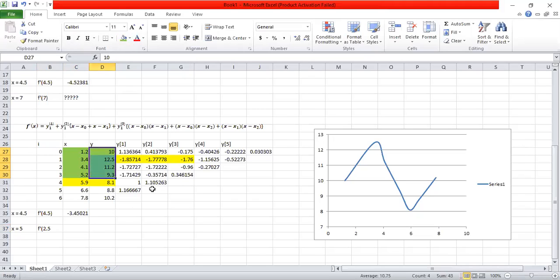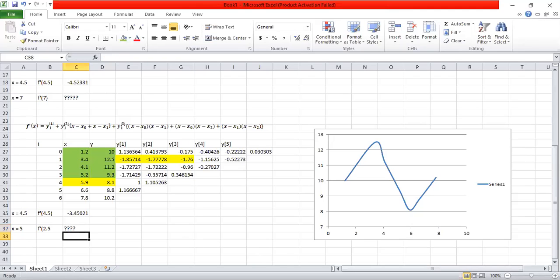I hope you will be able to do that exercise. You have to find out this third degree estimate. So that is the revision of how to find the estimate of a derivative from a given data set.